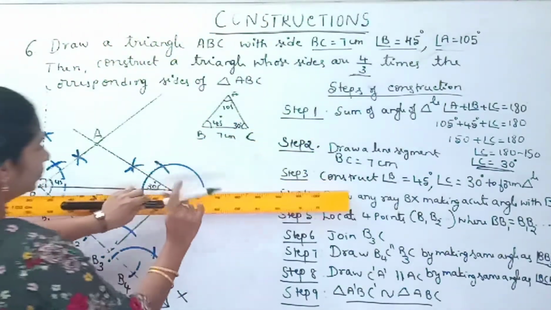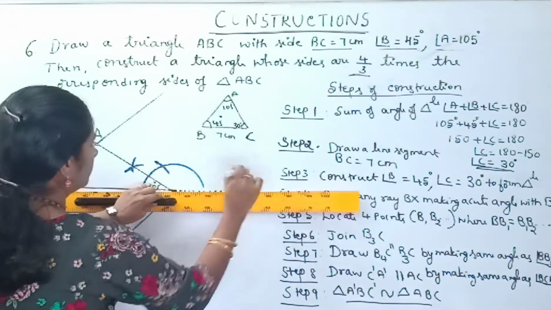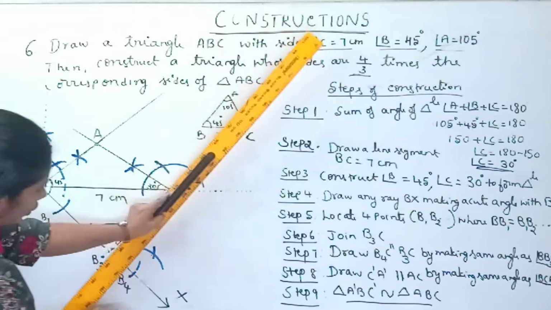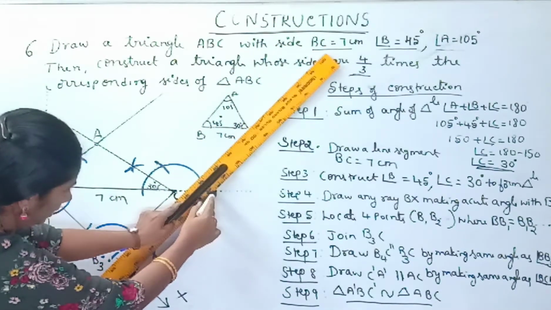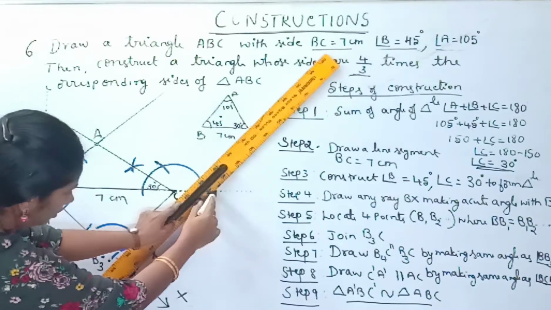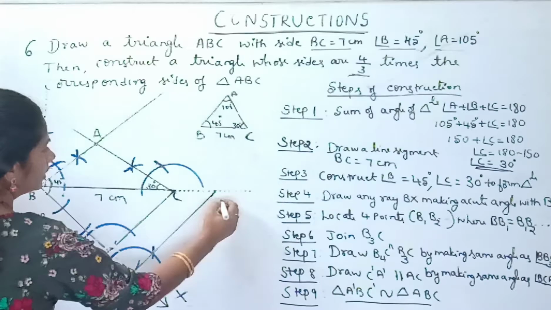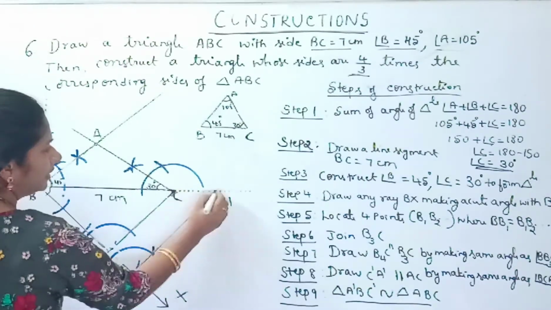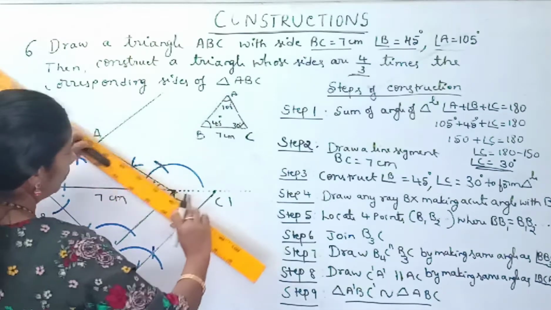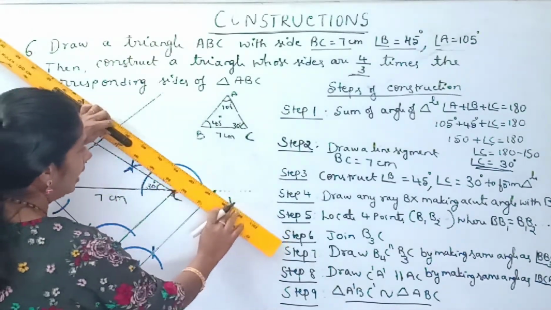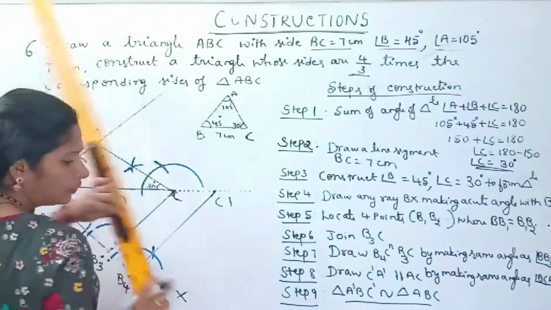For that, what we have to do? Extend the base. Now we have to join B4 and that point. Let it intersect BC at C dash. This is point, name that as C dash. Same procedure. Now again we have to construct a line at C dash which is parallel to AC. What we have to do?